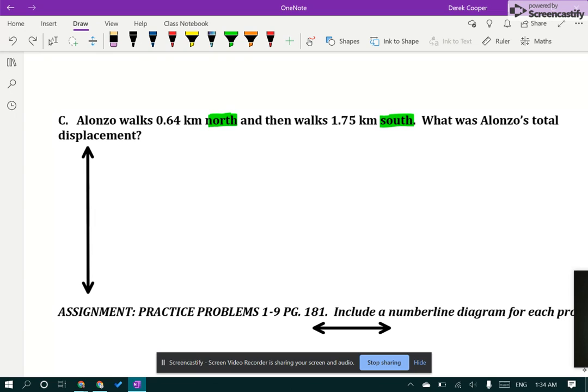We're going to have a number line that goes up and down, and we're going to say here at 0 is my starting point. So Alonzo is going to go ahead and walk north here, 0.64 kilometers. And then Alonzo turns back around from there and walks south 1.75 kilometers. Notice that this doesn't give us the different positions. This is how far he traveled in one direction and how far he went in the other direction.